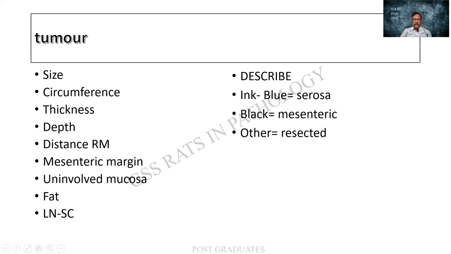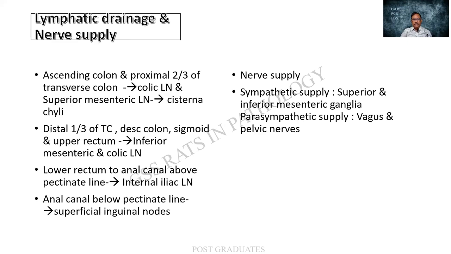What is the mesenteric margin? Uninvolved mucosa, fat, lymph nodes, etc. And to describe all this, they mark the different regions by different colors of ink. Mesentery, for example, is black. Serosa can be blue. Others may be with red also, the resected margins.